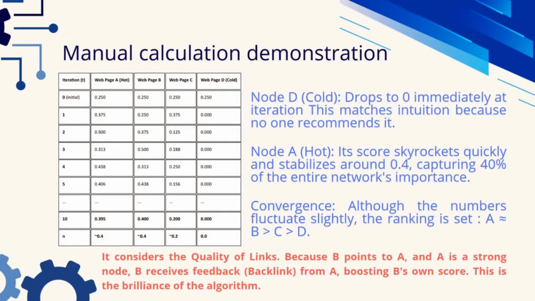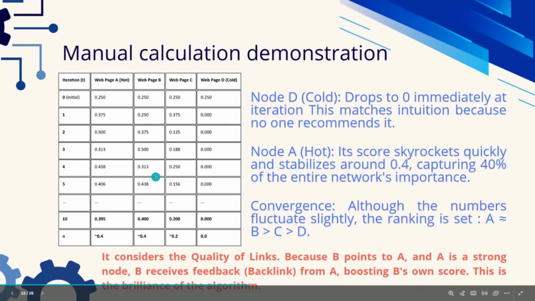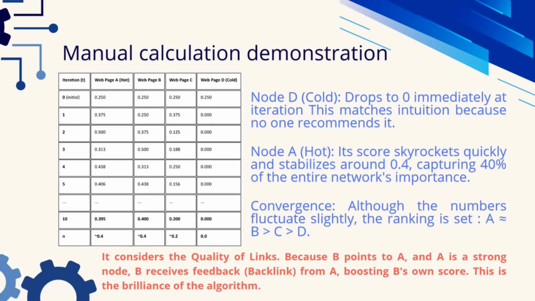We continue the calculations and list the results in this table. Node D remains at 0. This is intuitive as no one recommends it. Node A's score repeatedly increases and stabilizes around 0.4, accounting for 40% of the network's importance. Although the numbers still fluctuate slightly, the ranking is clear: A is greater than B, B is greater than C, and C is greater than D.